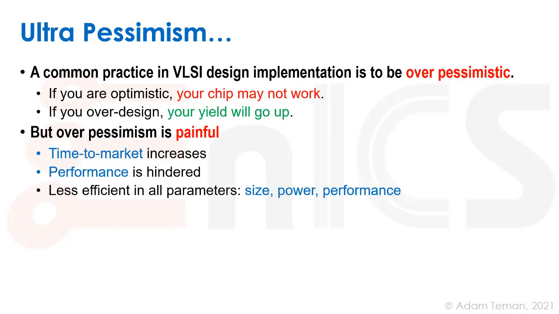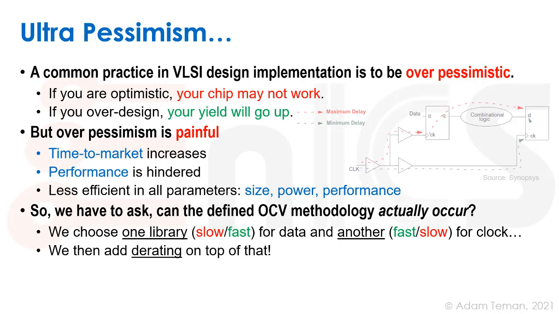The time to market increases because it becomes harder to meet your different constraints if you're over pessimistic, and you're also going to hurt your performance. In fact, all of the parameters are worse: size, power, performance. If we over constrain, we're going to be using bigger buffers, which are going to take more chip area. They're going to use more power, and we're also just going to plan for a lower performance than we probably could have met if we were actually designing for what we could meet and not an over pessimistic case.